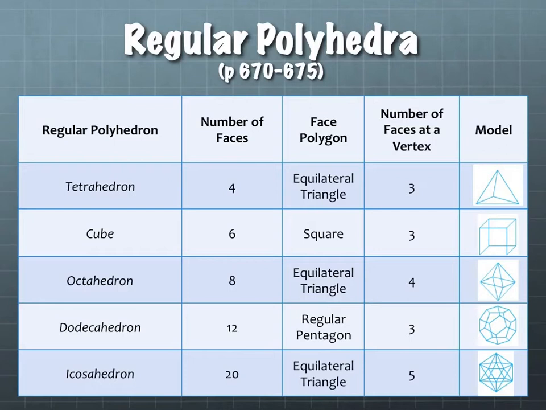A cube has 6 faces. They're all squares. Again, each vertex has 3 edges that meet at it. An octahedron is not an octagon. That's a common misconception. An octahedron does have 8 faces though, and the faces are all equilateral triangles. And at each vertex there are 4 edges. A dodecahedron has 12 faces. Those 12 faces are all regular pentagons.